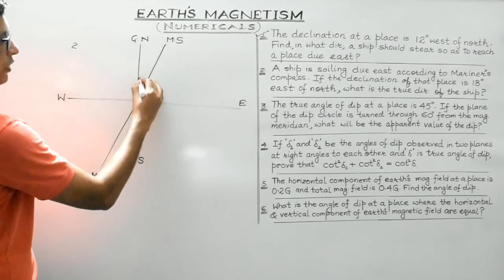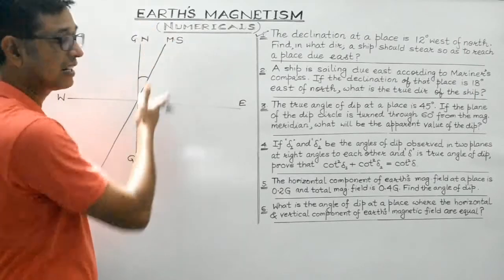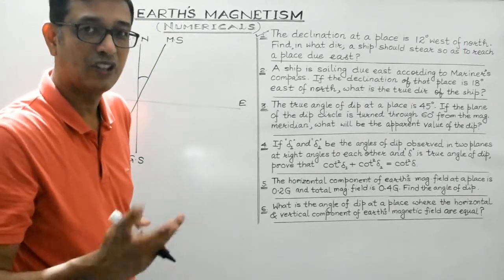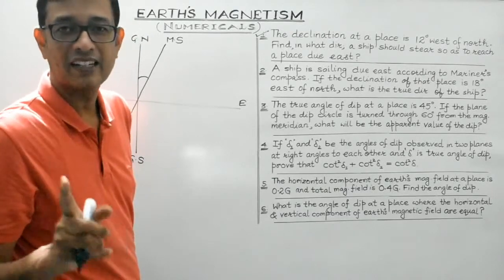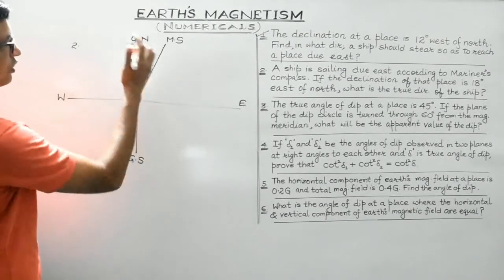This is the magnetic axis, this is the geographic axis. The angle between the vertical imaginary planes passing through the geographic axis and the magnetic axis, which are known as the geographic meridian and the magnetic meridian, is known as magnetic declination. Here it is given to be 18 degrees east of north.